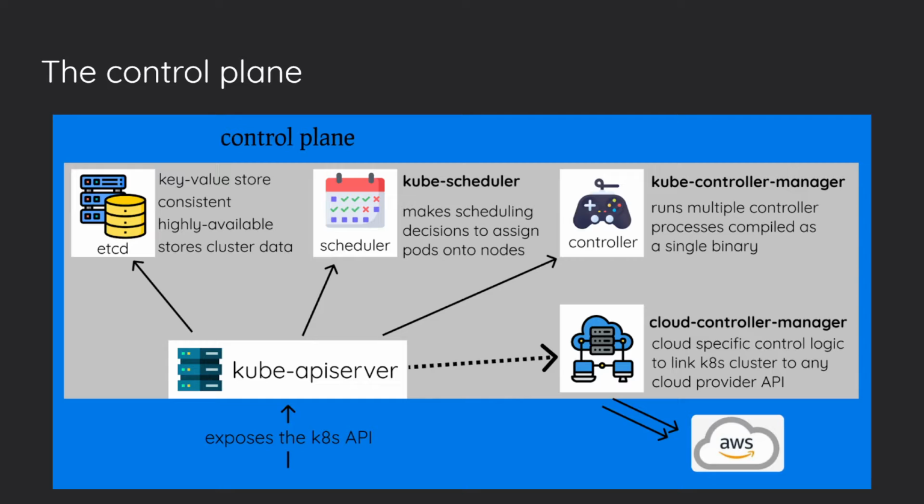Kube API Server is an API server that exposes the K8s API, which allows for both internal components as well as external systems to manipulate objects within your cluster or the state of your cluster via REST API operations. etcd is a consistent and highly available key value store which is used to store all cluster related data.